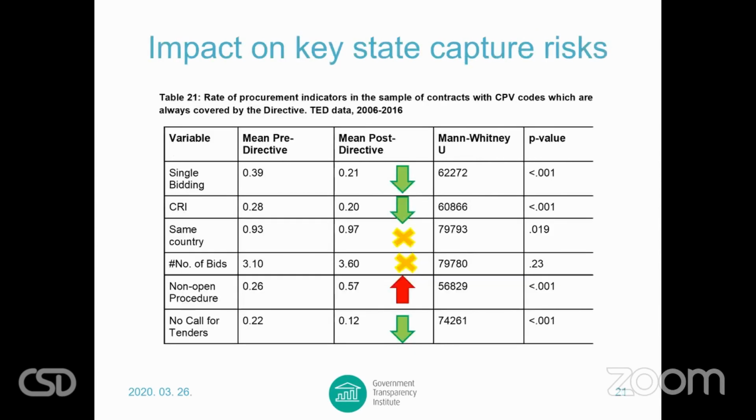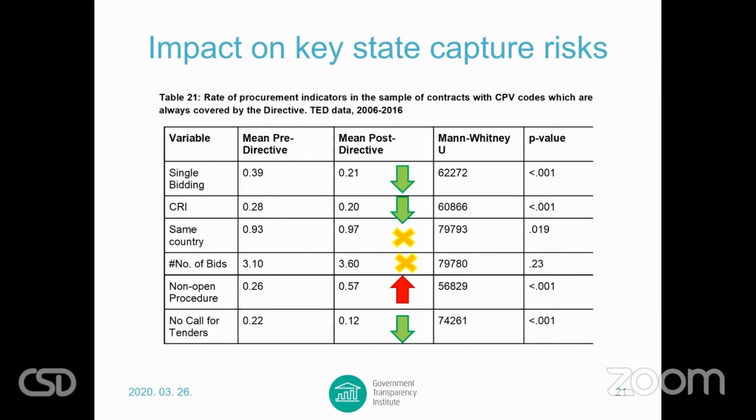And very nice, that's my last slide. We track a number of outcome variables before and after for each country. Single bidding went down from 39% to 21%. The average corruption risk score went down. No call for tender publication also went down. But interestingly, non-open procedures have been used more extensively.